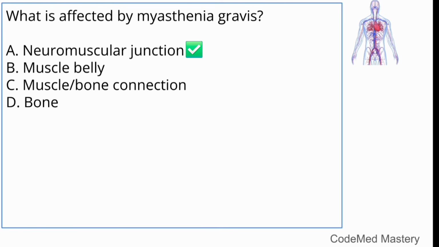Myasthenia gravis is an autoimmune disorder that disrupts communication between nerves and muscles at the neuromuscular junction. Option B, C and D, that is muscle belly, bone and muscle-bone connections, are not the primary sites affected by myasthenia gravis. So myasthenia gravis is an autoimmune disorder.